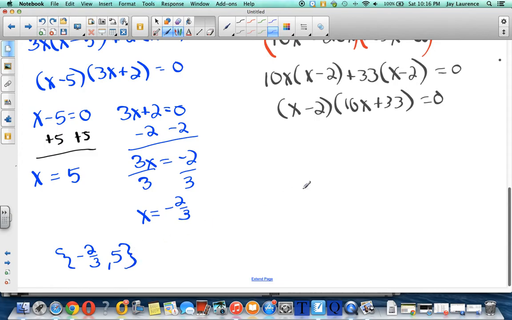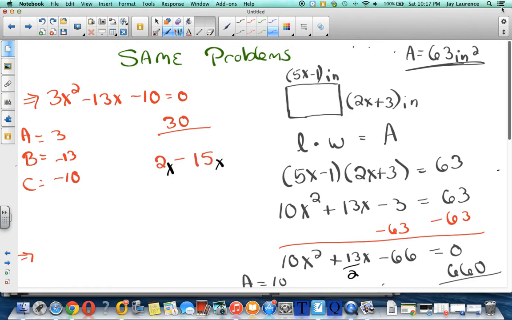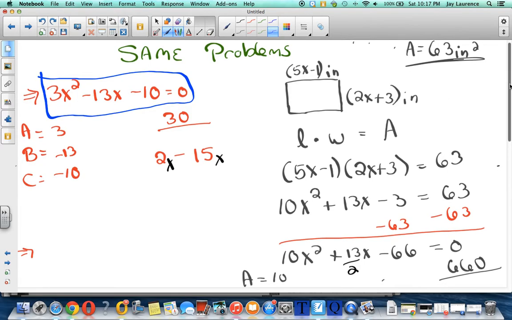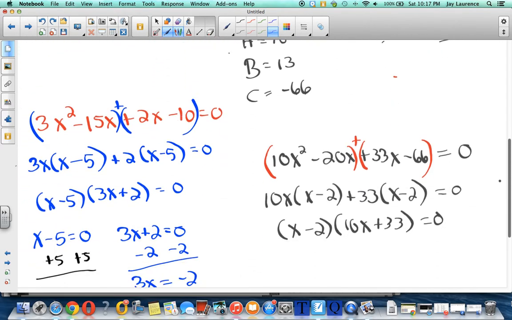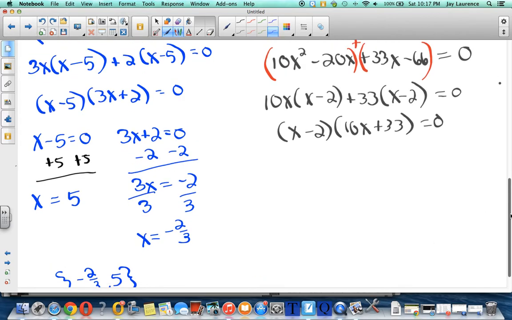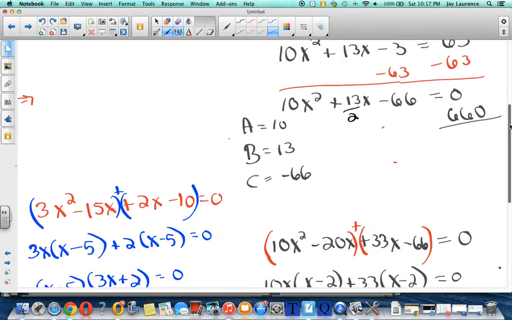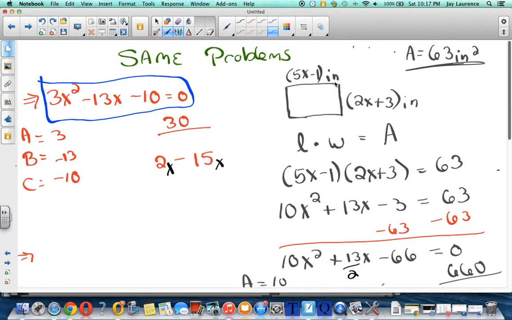And what that means is, in the original equation, or in any form of the original equation, in this equation right here, if I let x be one of those two numbers, I think they were 5 and negative 2/3, right? Yep. If I let x be 5 or negative 2/3, I will get 0.